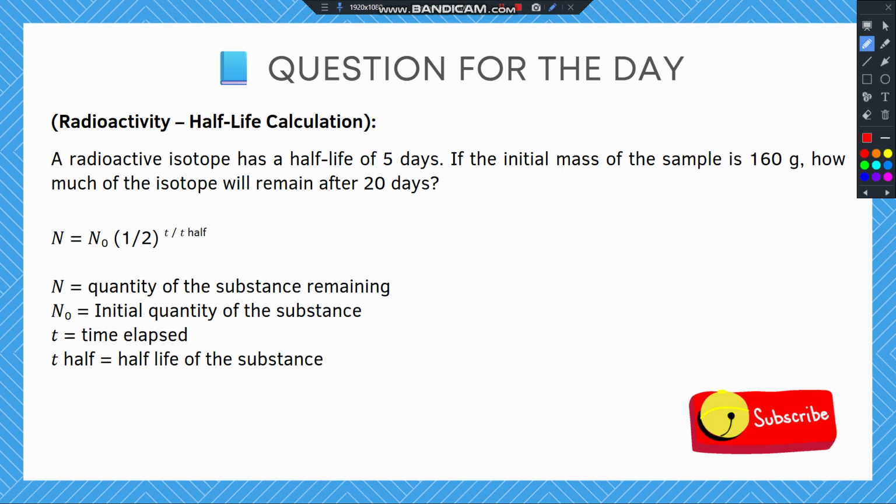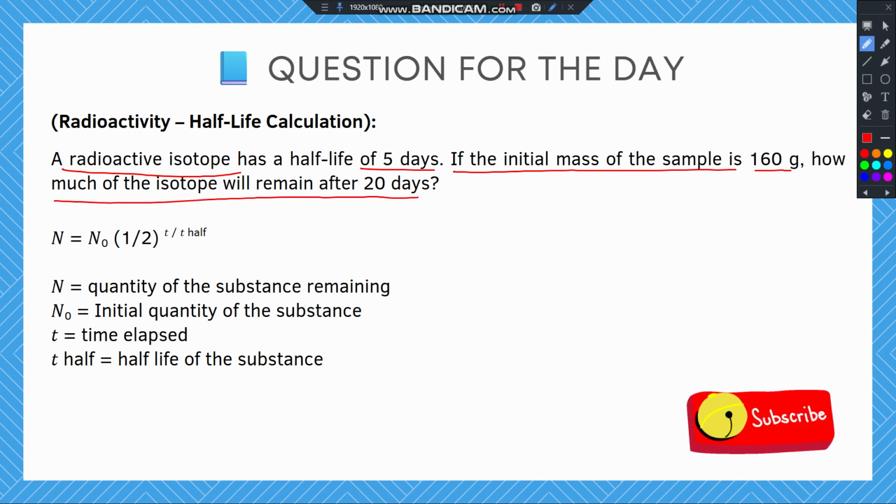And on today's episode of Question for the Day, we have a question on the concept of radioactivity, particularly the concept of half-life. Now, the question on the screen right now is asking us to calculate something, and that something it is asking us to calculate is stated by the question. It starts off by saying a radioactive isotope has a half-life of 5 days. If the initial mass of the sample is 160 grams, how much of the isotope will remain after 20 days?